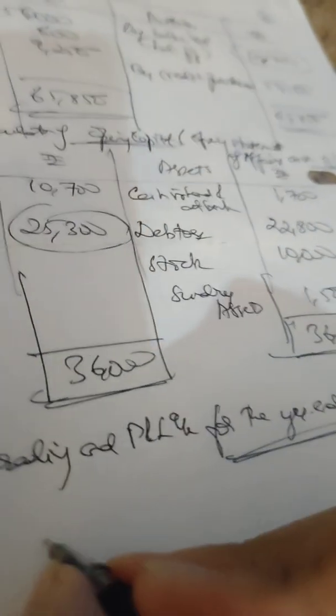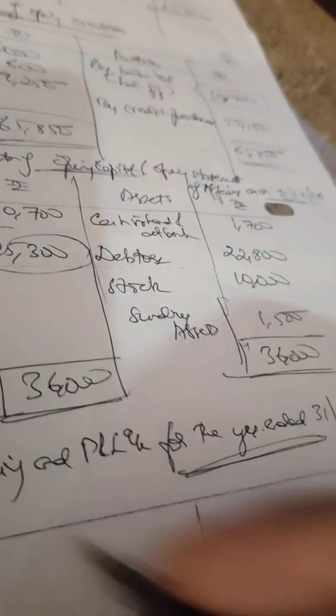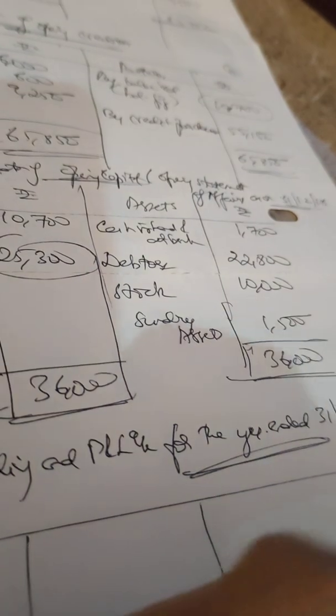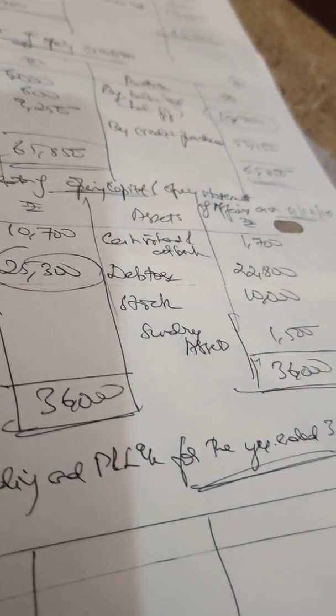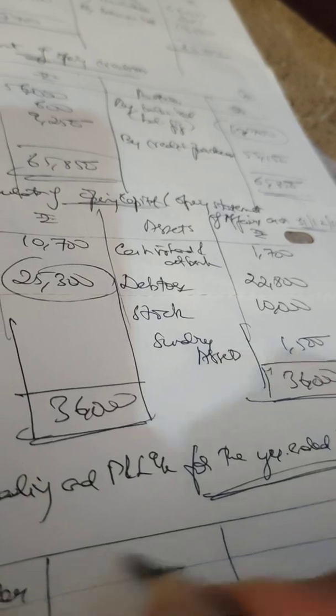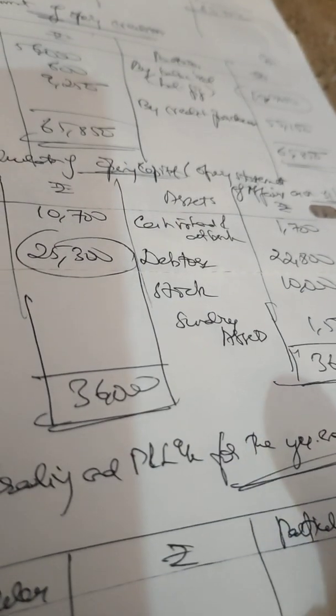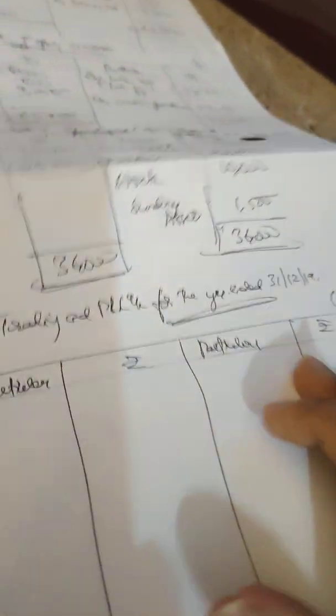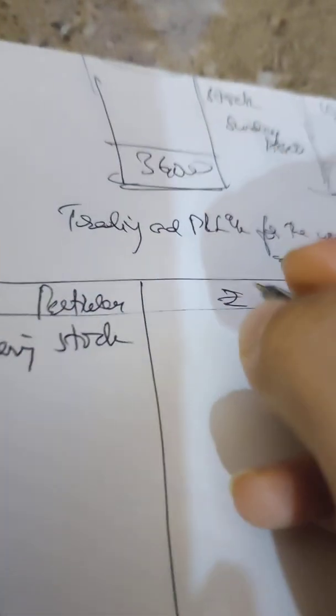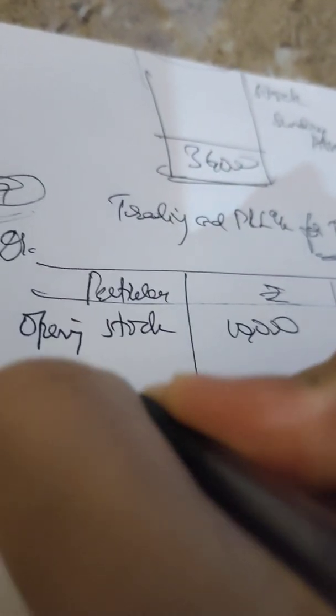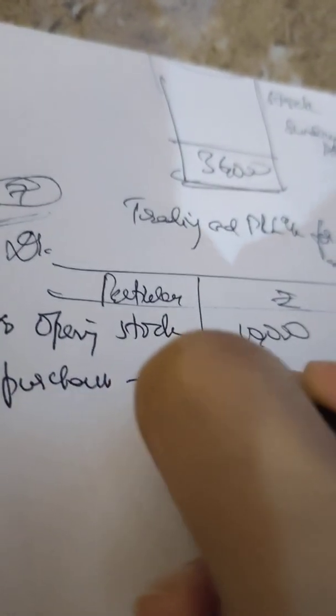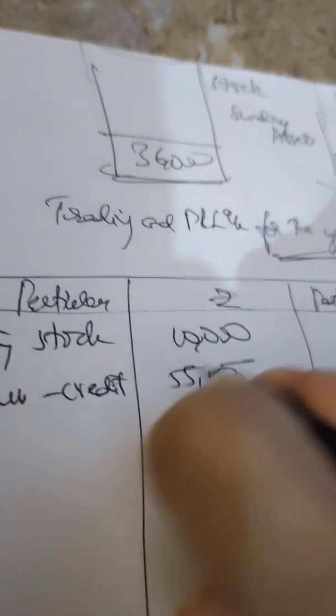31/12/19. Yeah, so let's prepare the columns: debtor, creditor and so on, particulars, rupees, particulars, rupees. Okay, so let's enter the details now. First of all, to opening stock, 10,000, which you already found. Then to purchases, and these purchases are credit, we already know it, 55,150, which you already got.